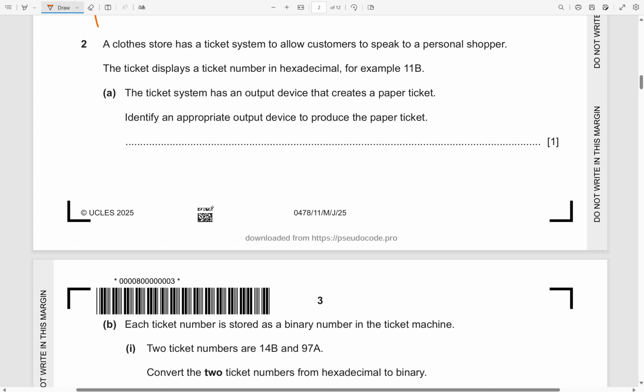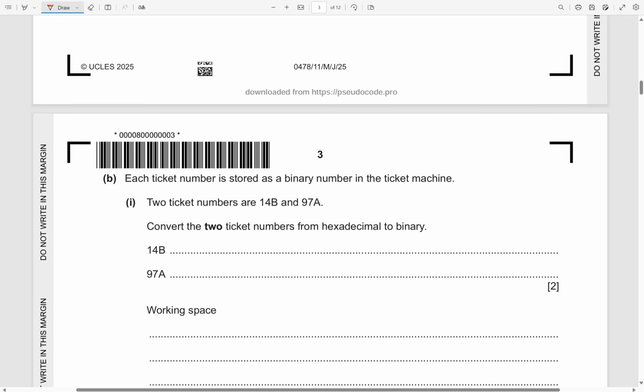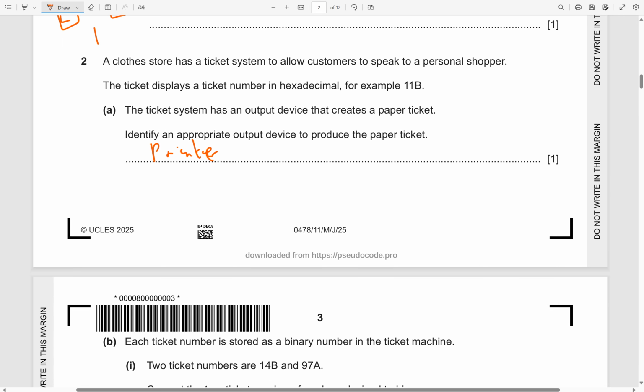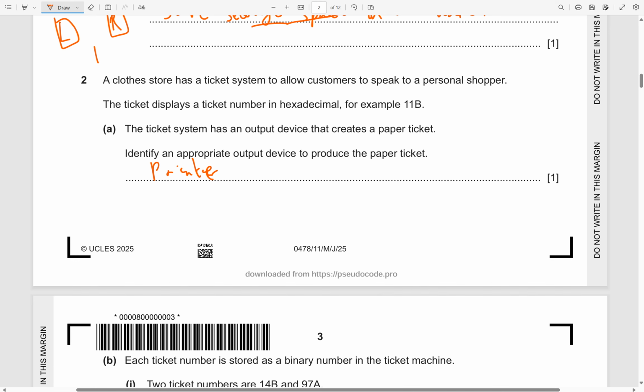Right, okay, so here they just want a physical copy, therefore we can just say printer. Yeah, printer. Now you could be more specific and say an inkjet printer, but I think just saying printer here is going to be fine. You could say inkjet or laser.